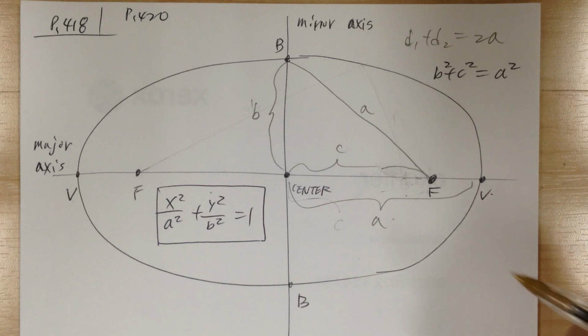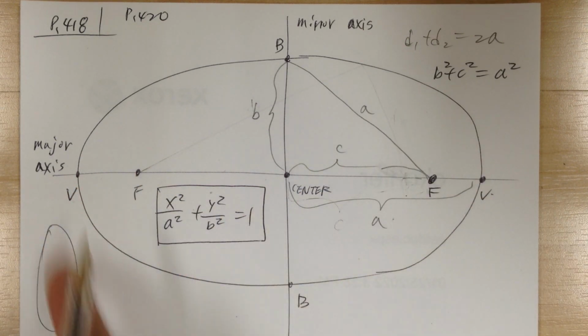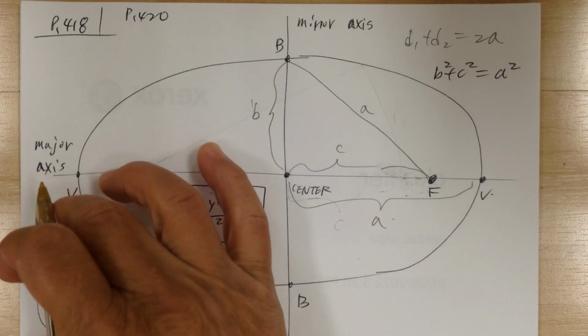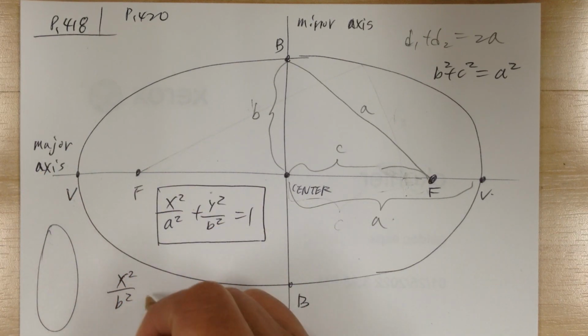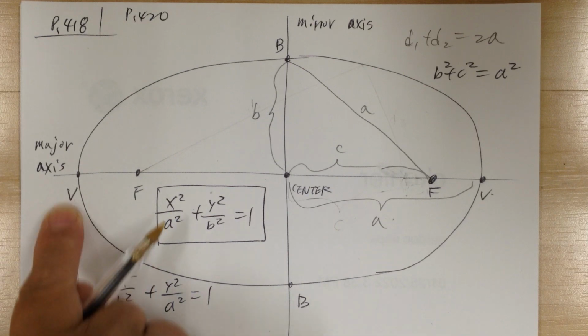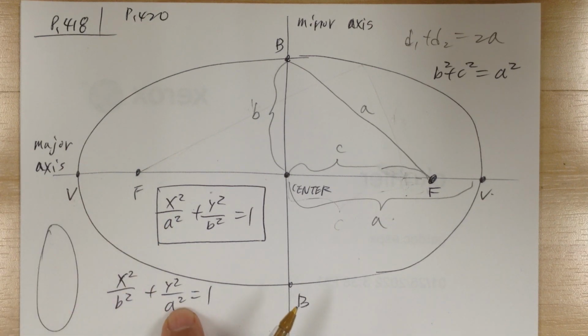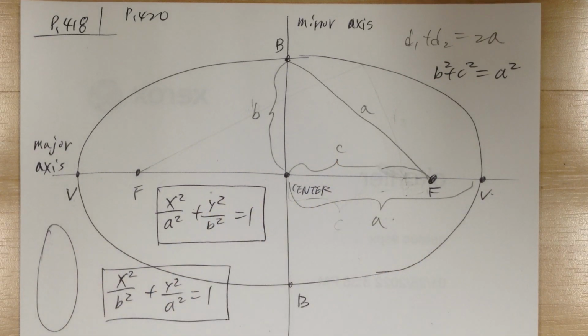Okay. Now, if the ellipse is going the long way like this, it's going to be in the y direction, so the big number is going to be under the y. So in this case, you're going to get x squared over b squared plus y squared over a squared equal to 1. So if the long way is in the y direction, the bigger number is going to be under the y. Okay, so make sure you're familiar with this. Now we're going to go over some examples to see how this works.